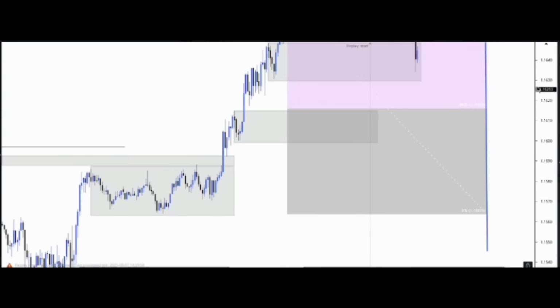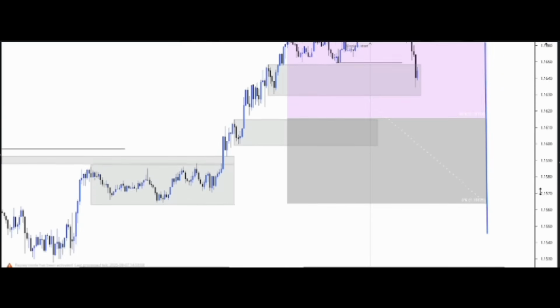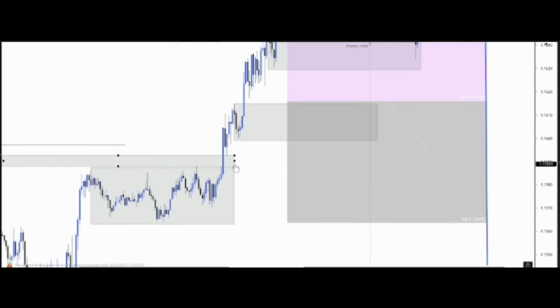So I will rather not take price in any of these, okay, but wait for price to come to this very dragon fair value gap. Please try and understand. This is the dragon fair value gap.